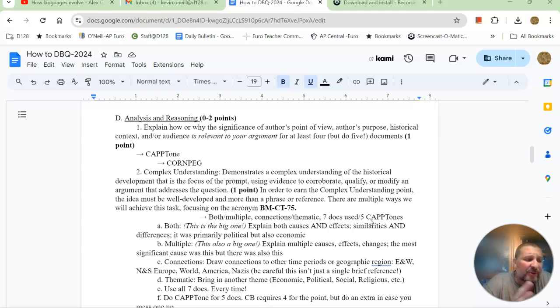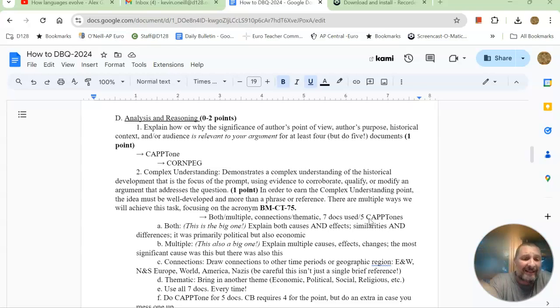The E, you kind of get a couple choices here. The E could be education. Are they well educated? Are they not? Some people say it's economics, like where they are. Are they a Marxist? Are they a capitalist? Are they rich? Are they poor? And then the G is gender. Several times in documents, the gender of the person is going to play a role in describing how who they are impacts what they say. So that is the first analysis and reasoning point. So you're doing CAP TONE for 5 documents.